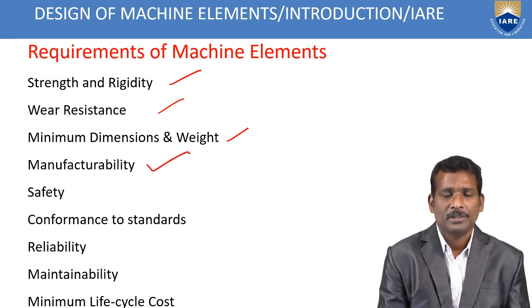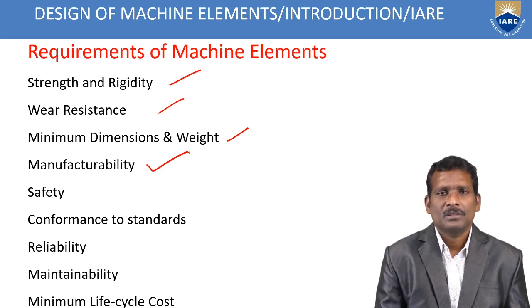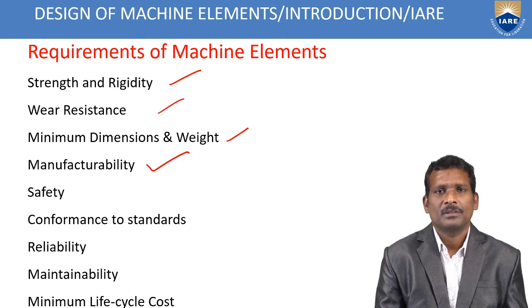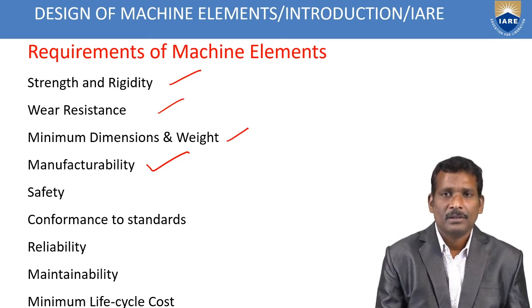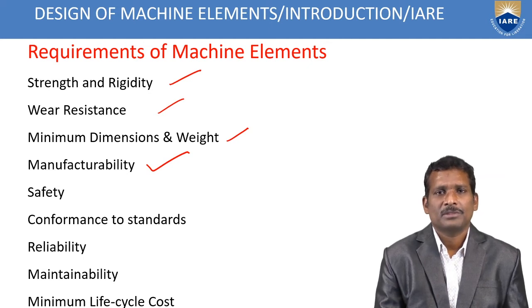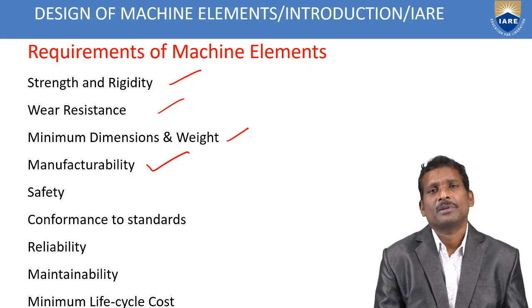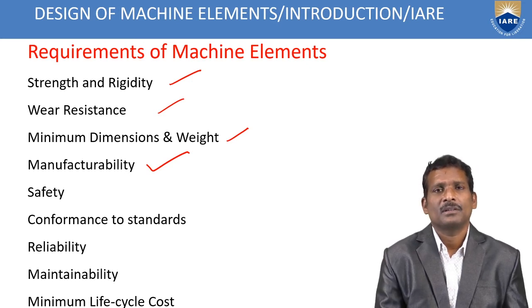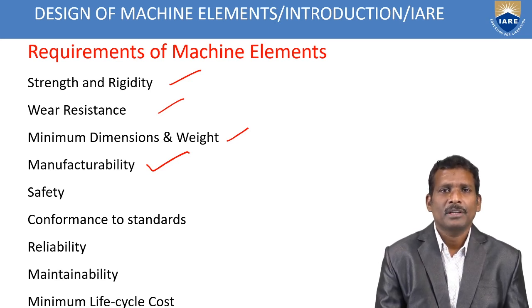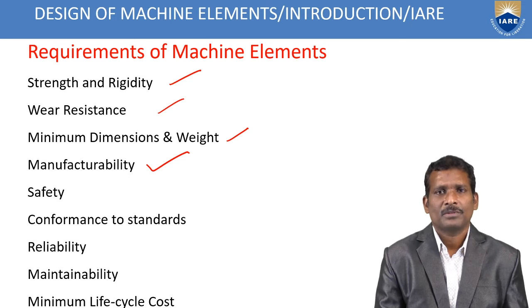Next, manufacturability. So the element should be easy to fabricate. Clear? And the machining. So that is manufacturability. Whatever material is selected should be manufacturable and machinable. So then only you can make elements for a particular application. So that's why manufacturability is also important.